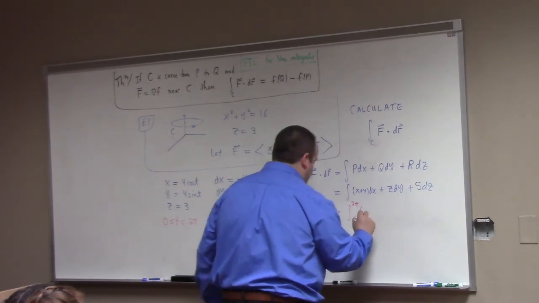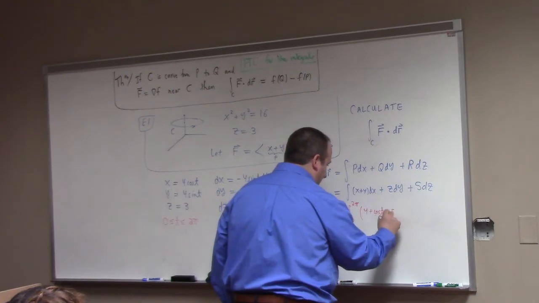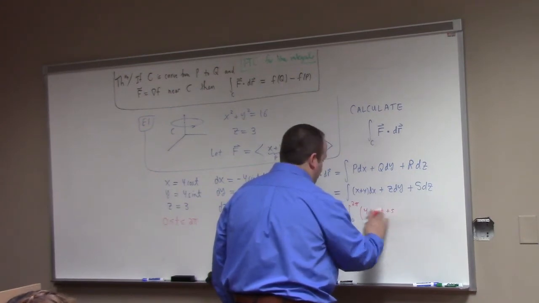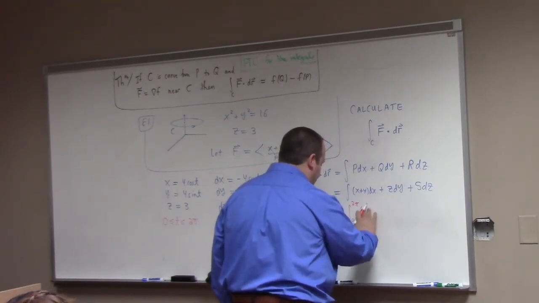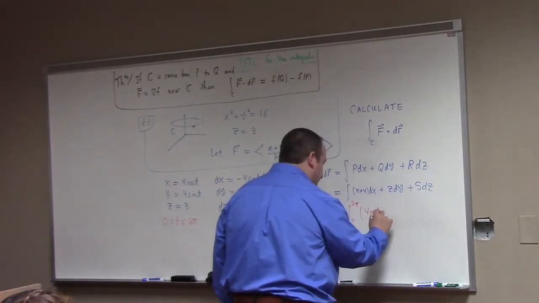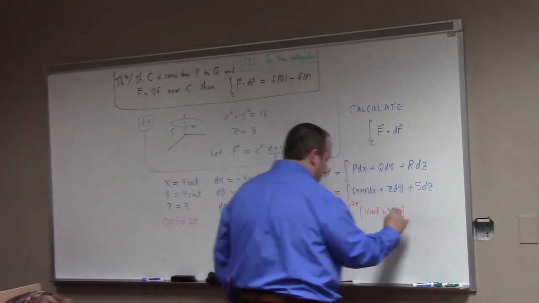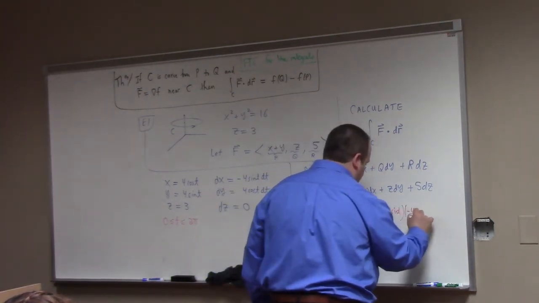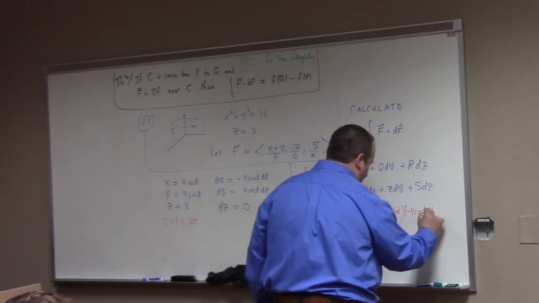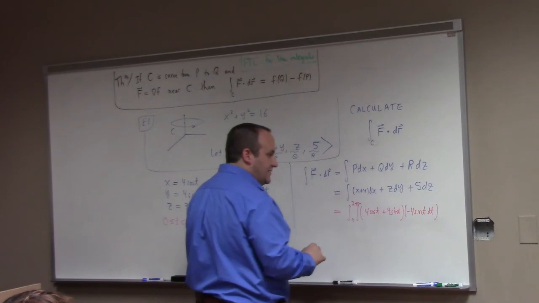So x plus y is what? You got 4 cosine t plus 4 sine t. Good grief, I've invented an extra plus. So 4 times cosine t plus 4 times sine t. What's my dx? Well, my dx is minus 4 sine t dt.